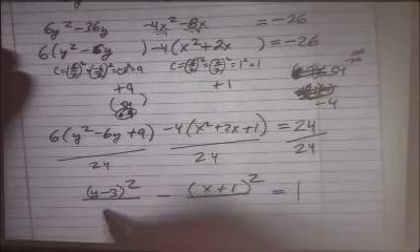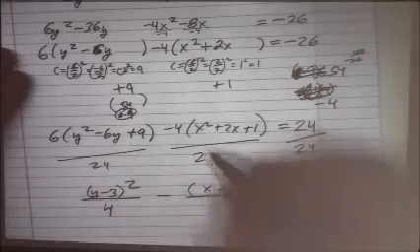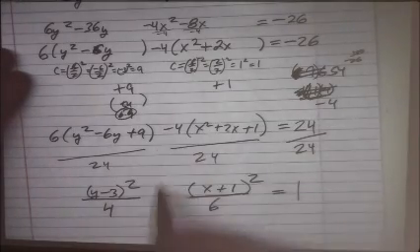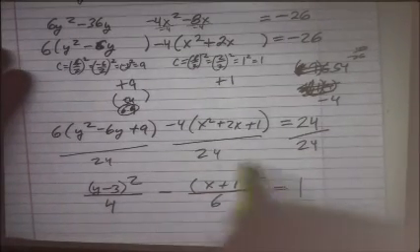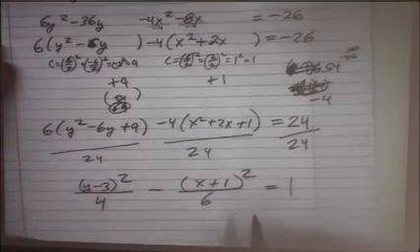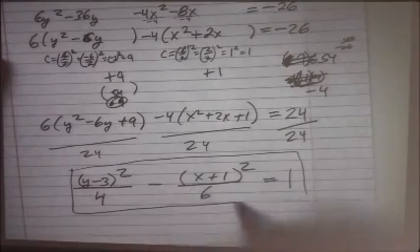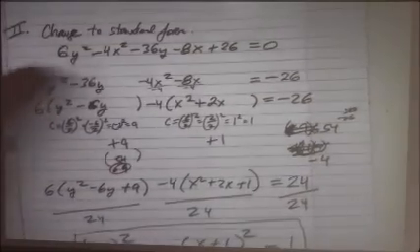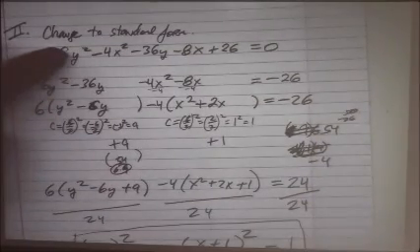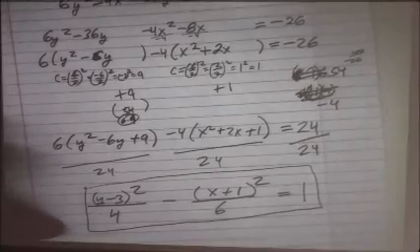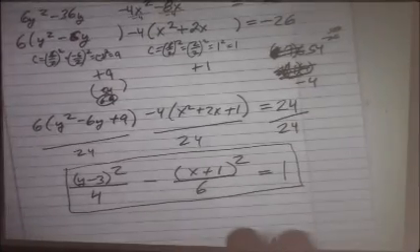Now, 6 goes into 24 4 times, and 4 goes into 24 6 times. The negative would stay here as overall all that term. And so now we have correctly changed this general form equation into this standard form hyperbola equation.